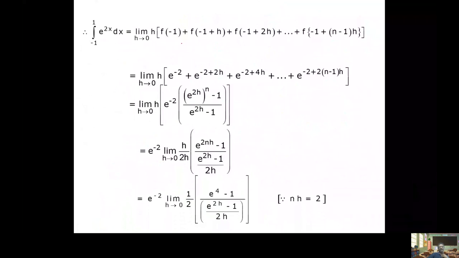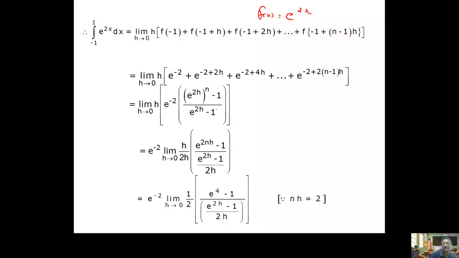So limit h tends to 0, f of minus 1, f of minus 1 plus h, f of minus 1 plus 2h, up to f of minus 1 plus n minus 1 into h is equal to limit h tends to 0. f of x is e raised to 2x, so f of x is equal to e raised to minus 2, e raised to minus 2 plus 2h, e raised to minus 2 plus 4h, up to e raised to minus 2 plus 2 into n minus 1 into h. So this is e raised to minus 2 into, if you take e raised to minus 2 outside, what are you getting? 1 plus e raised to 2h plus e raised to 4h plus etc., up to e raised to 2 into n minus 1 into h.